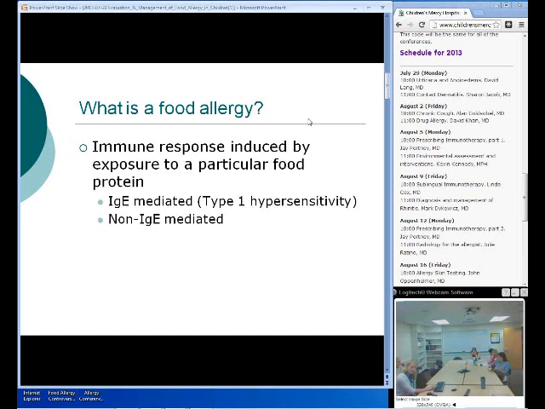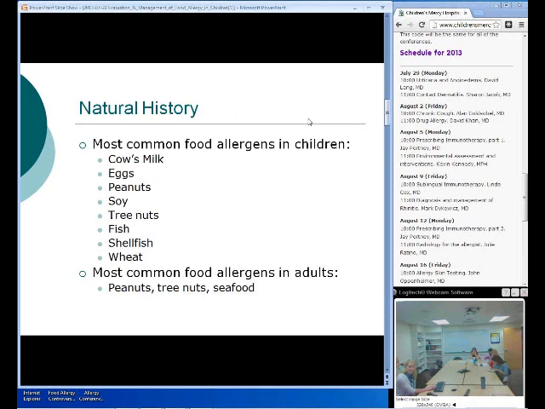The natural history of food allergy: it commonly affects children, or is acquired in childhood, and there's a list of the most common food allergies, with cow's milk being the most common. But cow's milk is also an allergen that a lot of children grow out of as they get older. Also listed there are eggs, peanuts, soy, tree nuts, fish, shellfish, and wheat. As you can see, the most common allergens in adults are just peanuts, tree nuts, and seafood. A lot of the allergens listed above have a higher potential of the patient growing out of those allergies as they get older. I read in an article that soy allergy typically resolves by preschool, and wheat allergies typically resolve by adolescence.